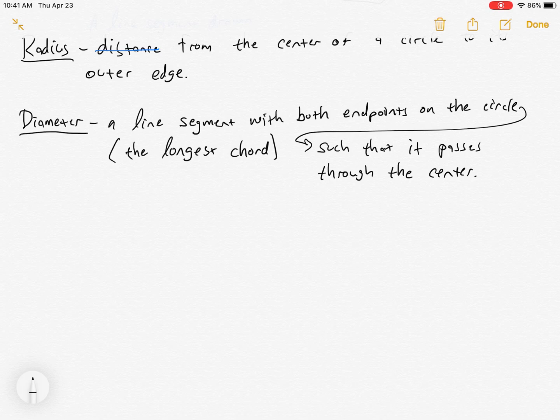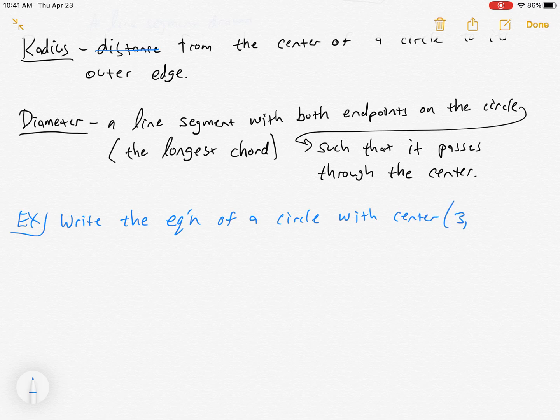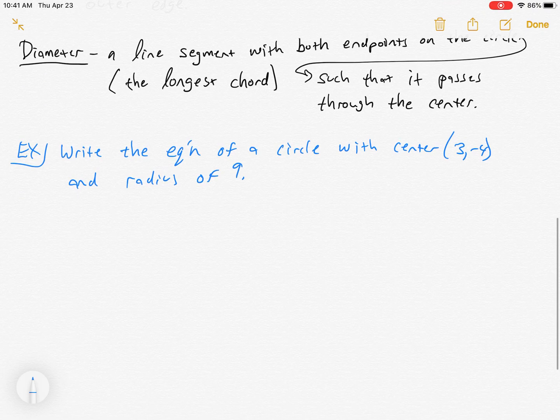So let's get into some actual problems now. And maybe we'll spend about 8 or 9 minutes doing a few examples. So the beginning of the examples are going to look like this. They're going to say, write the equation of a circle with center 3, -4, and radius of 9.